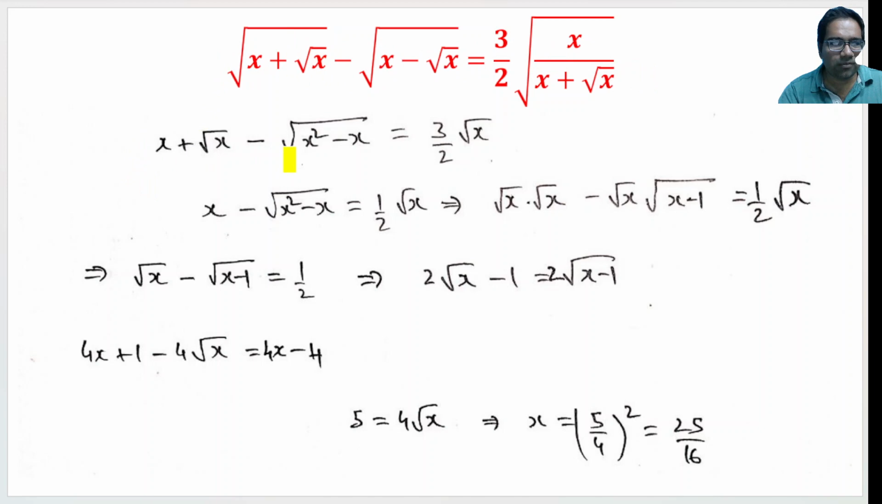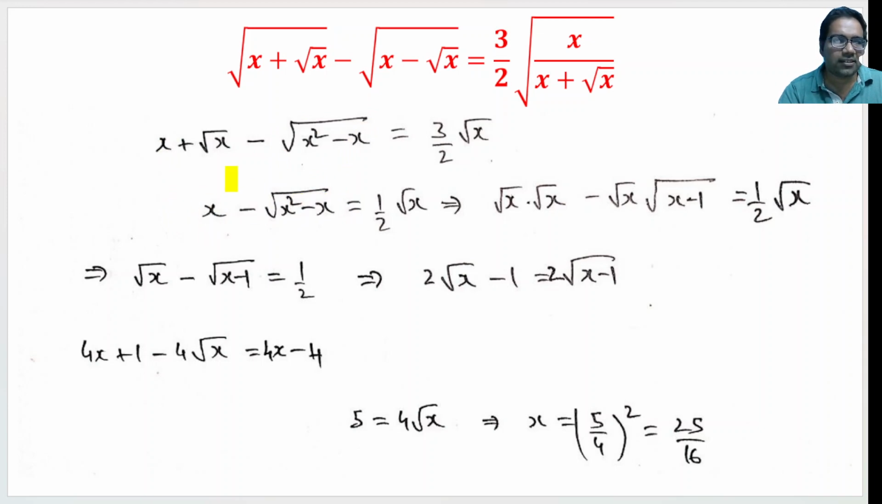So now what does this mean? x plus root x minus √x·(x − 1)... I mean, √(x² − x), which is √x into √(x − 1), equals 3/2 root x. Then if you simplify this, this root x and this 3/2 root x: if you send this root x to this side, 3/2 root x minus root x, what is that? Half root x. So here we are left with x minus √(x² − x). √(x² − x) is √x into √(x − 1).